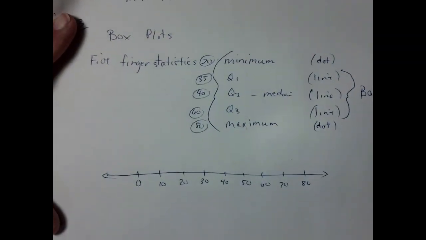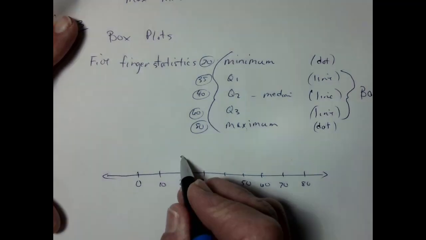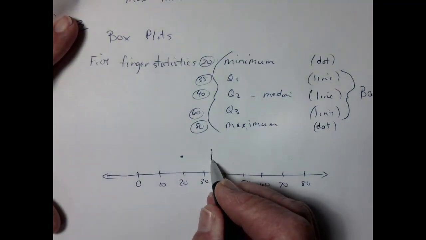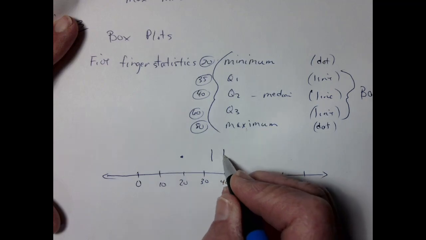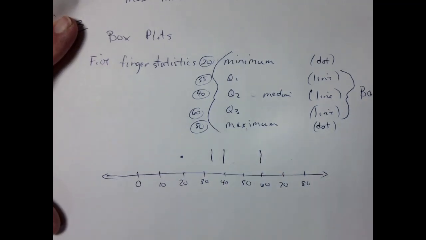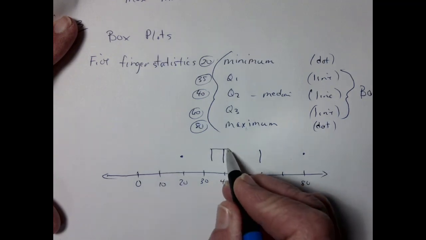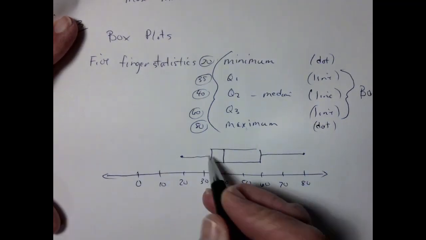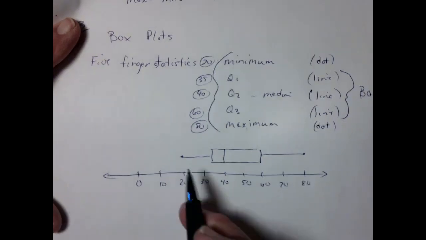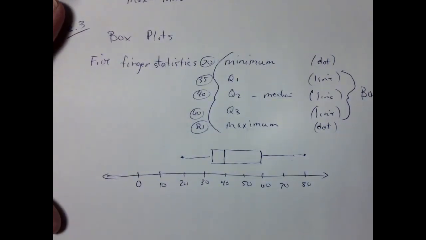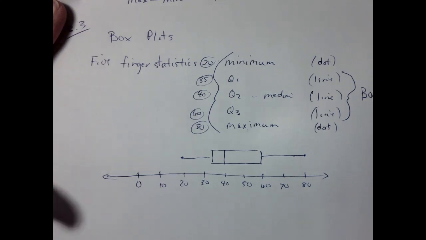So 20 would be a dot. 35 would be a line. 40 would be a line. 60 would be a line. And 80 would be a dot. And then we close up the box and attach the whisker. This used to be known as box and whisker. These were your whiskers. Your book calls them box plots. Okay, so you recall that information.